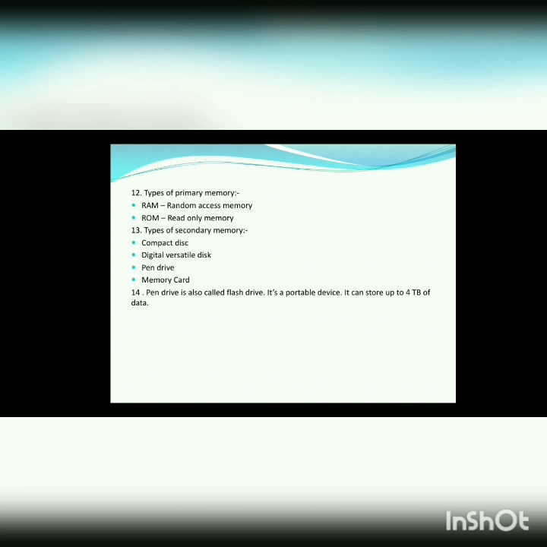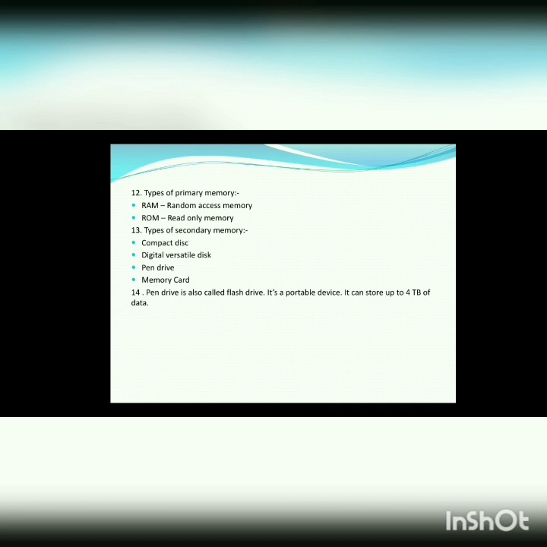ROM stands for read only memory. It holds the instructions to start up the computer system. Without this, computer can't be started. Types of secondary memory. Secondary memory stores the data for the longer period of time.